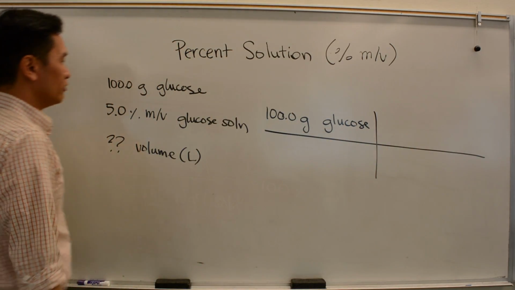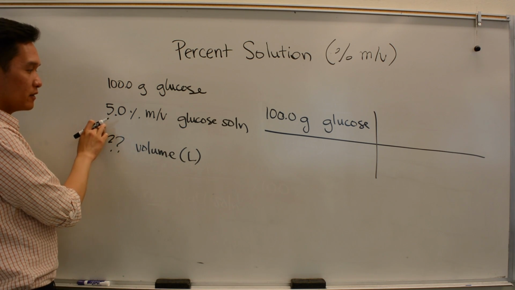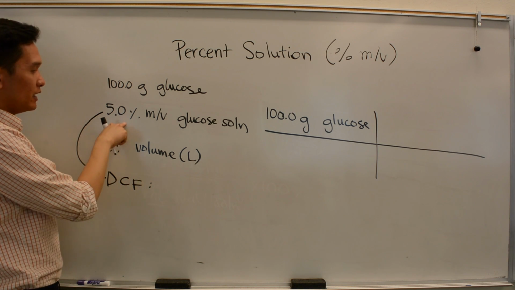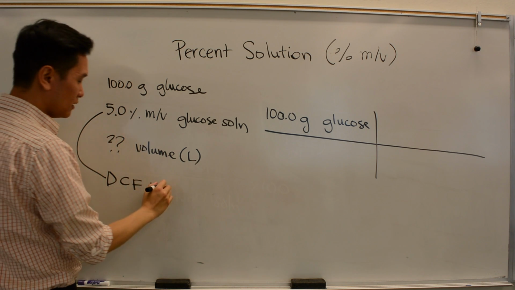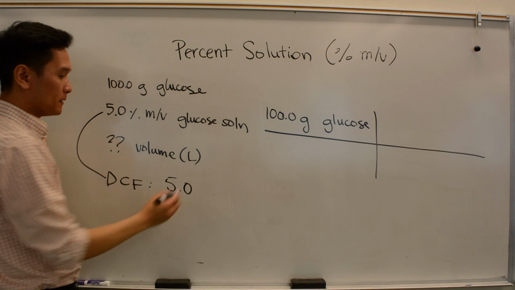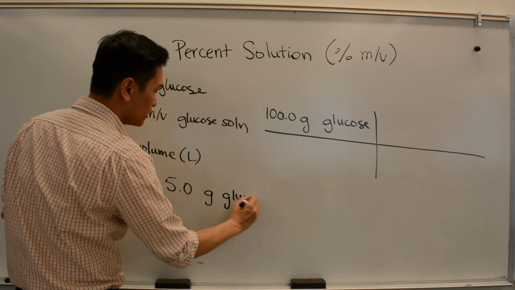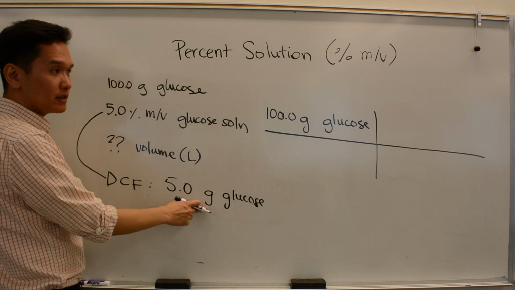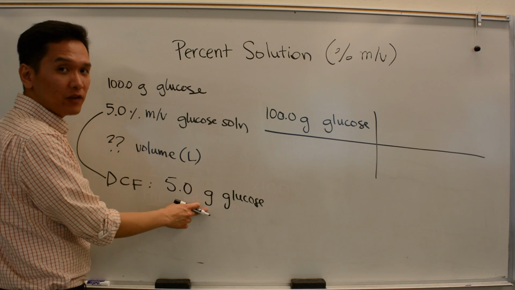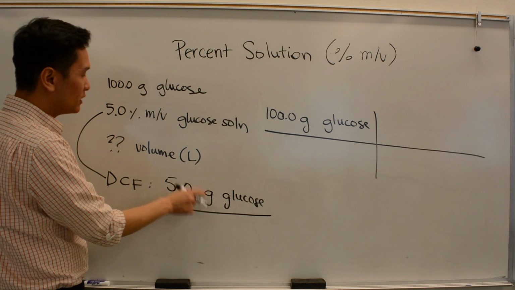Okay, so how do we convert grams of glucose to volume? Well, this is our conversion factor, right? So how do we write this as a conversion factor? 5% is 5.0 grams glucose. Again, I know how to write that because the definition is mass of the solute in grams divided by volume in milliliters. So that's why I know it's 5.0 grams.